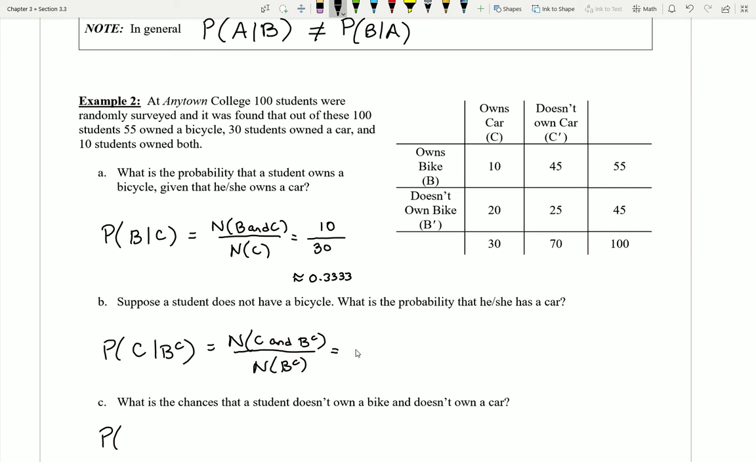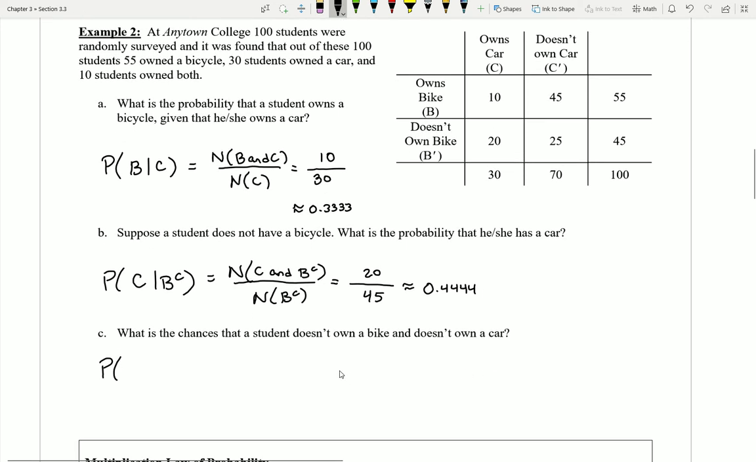So if I look at the numerator here, I can see that the number of people that are in group C and are not bike owners, that's 20. The number of people that are just not bike owners is 45. So I have 20 out of 45. If I write that down as a decimal, I get 0.4444. Okay, great. Let's see. Part C.